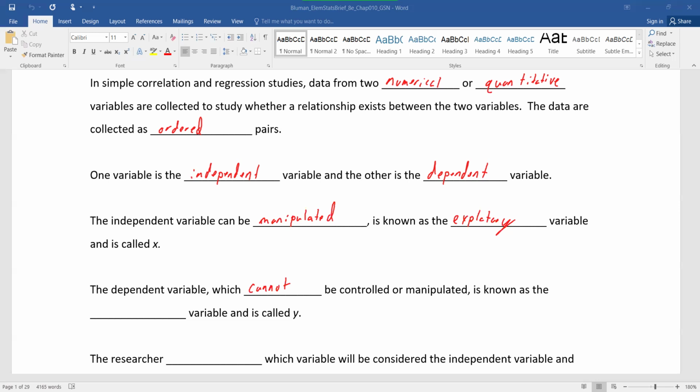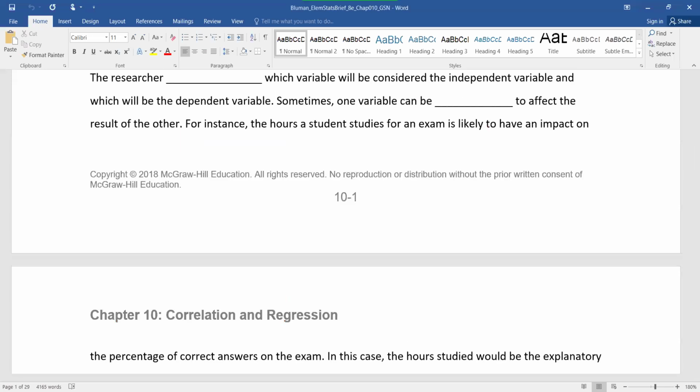This was known as the response variable, or also known as the y. Again, I think we did this in either chapter 1 or 2, if you need to go back and check that out. To finish up the rest of these words: the researcher will always decide which variable will be considered the independent variable and which will be the dependent variable.